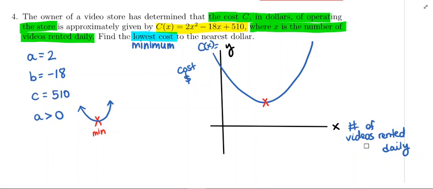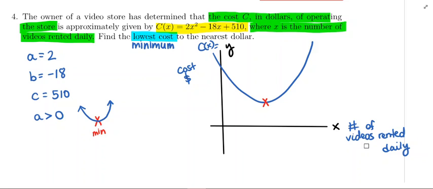Think about it. It makes sense. If a lot of videos are rented daily and you have a booming business, you're probably going to need more employees. But if you don't have very many videos being rented per day, then you don't need to hire as many people, and so your cost of operation may not be as much. So definitely the number of videos being rented impacts the cost to the owner.